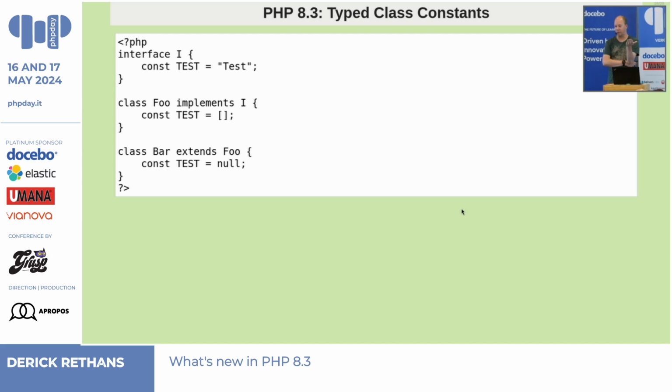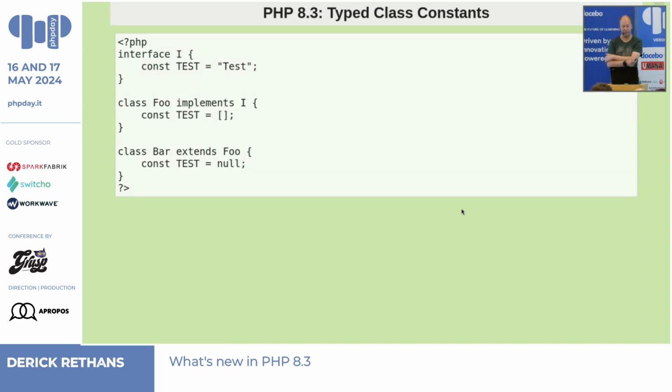Which is kind of weird, because that means in a method of class bar, your test constant is now null instead of an array or a string, which is what the interface expected you to have, right? I mean, this makes more sense if you have actual functions or methods on the foo class that expect it to be an array, and it is now no longer.